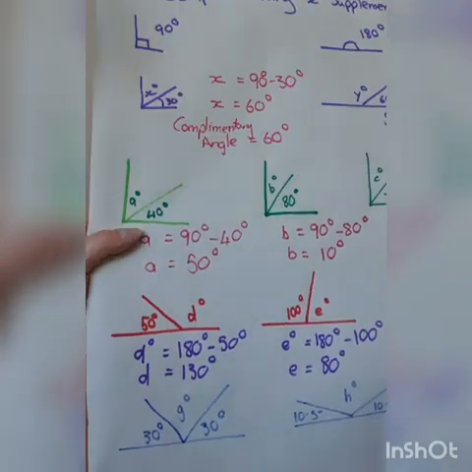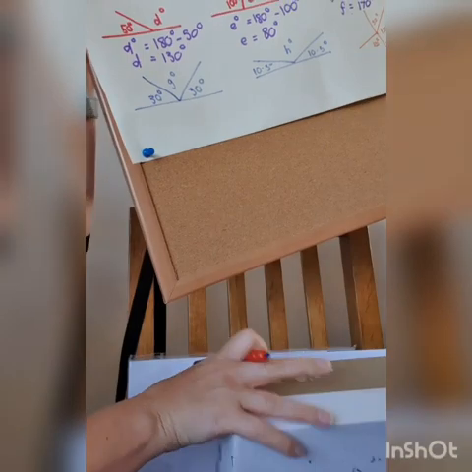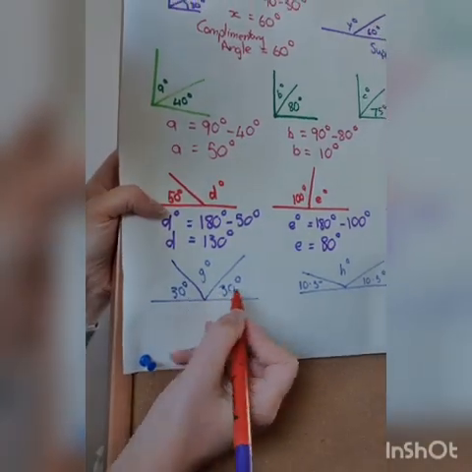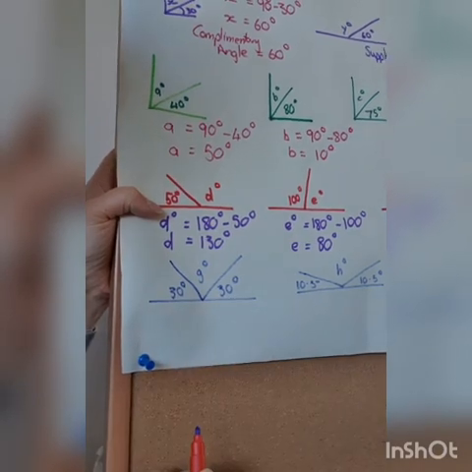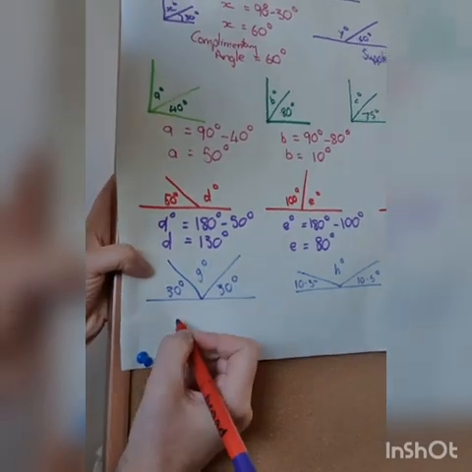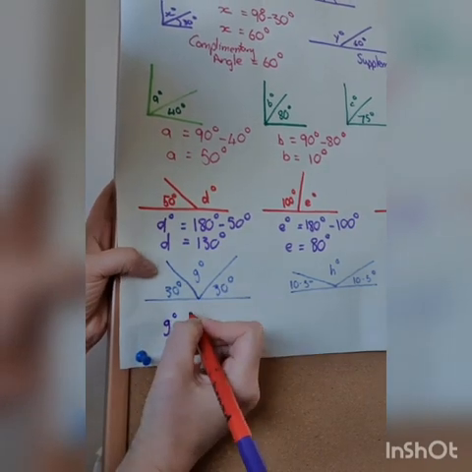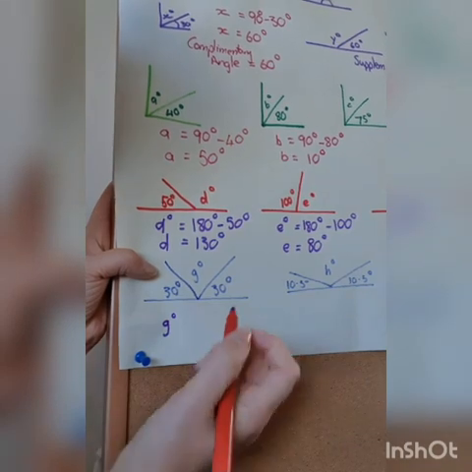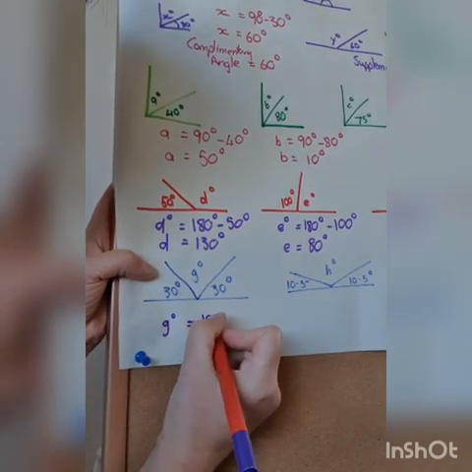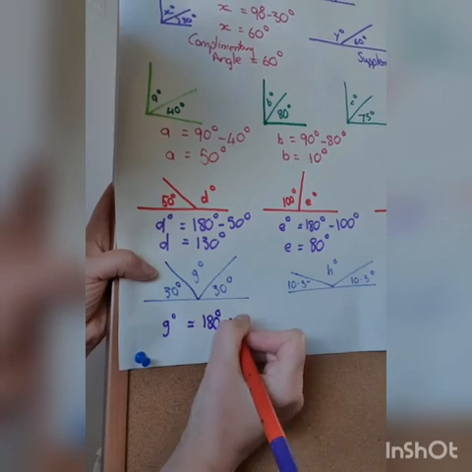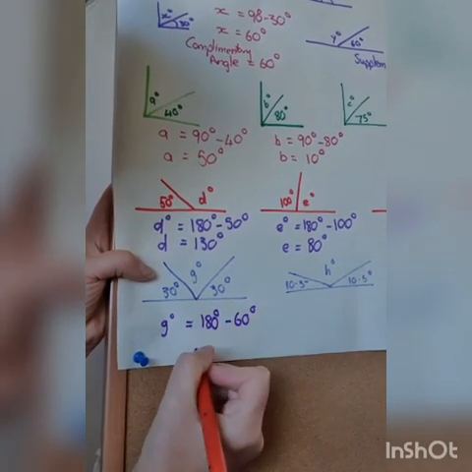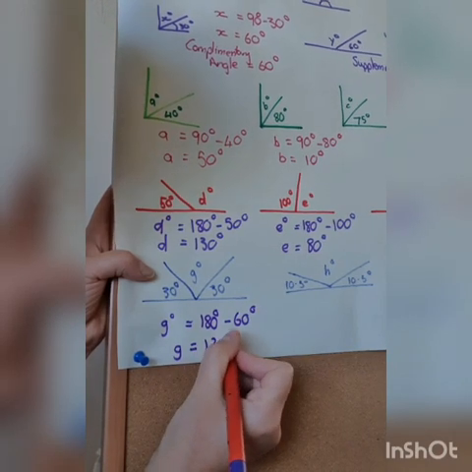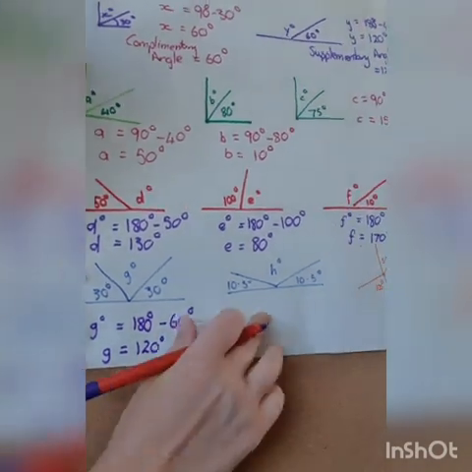Now I have made these ones at the bottom nice and easy still, and I'm just going to put a little box underneath so I can bring this up. We first of all have to add these two before taking away from 180. So to work out G, we would do 30 add 30 is 60, and then take it away from the 180. So 180 degrees, take away our 60 degrees. So G equals 120 degrees.